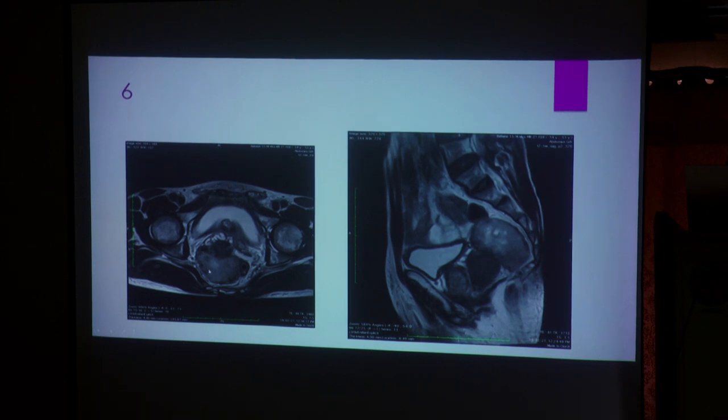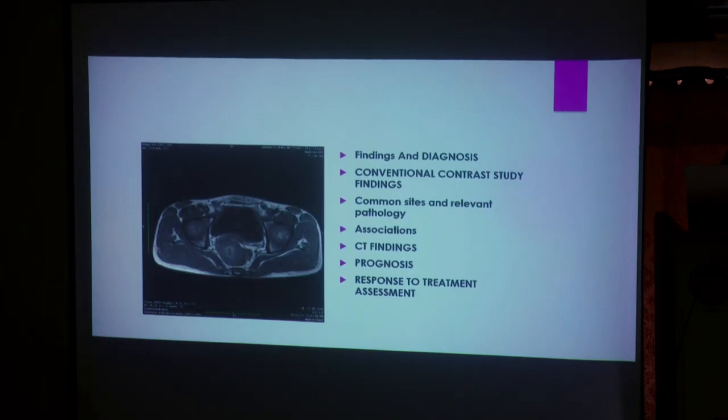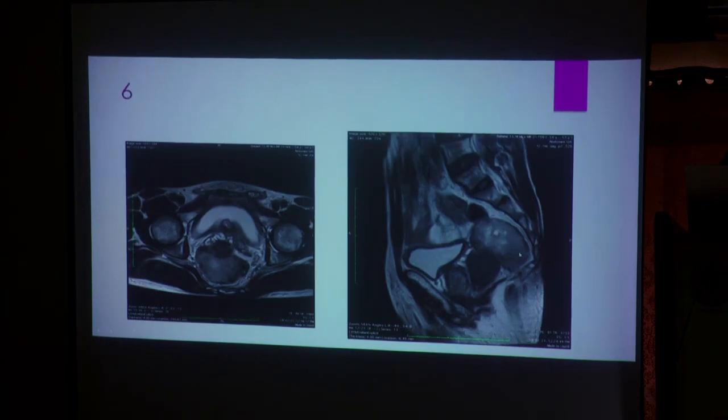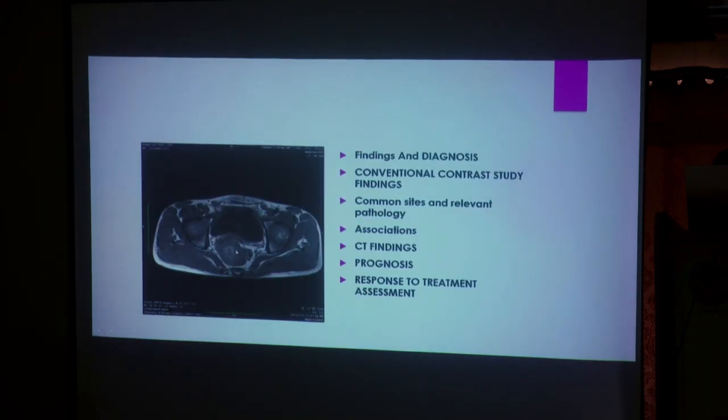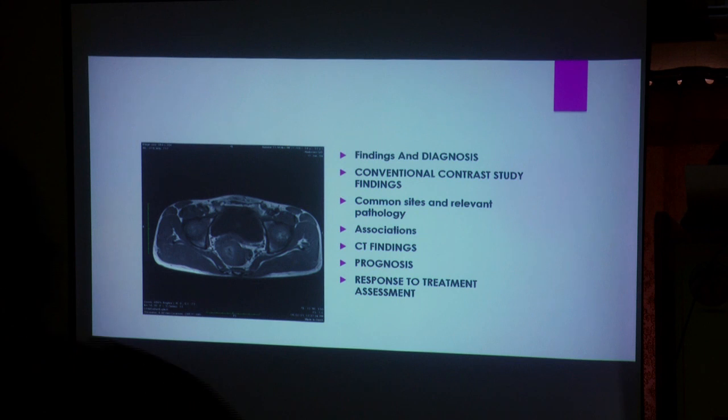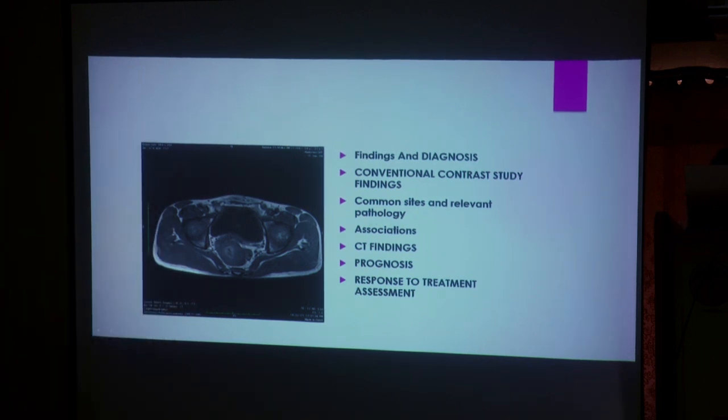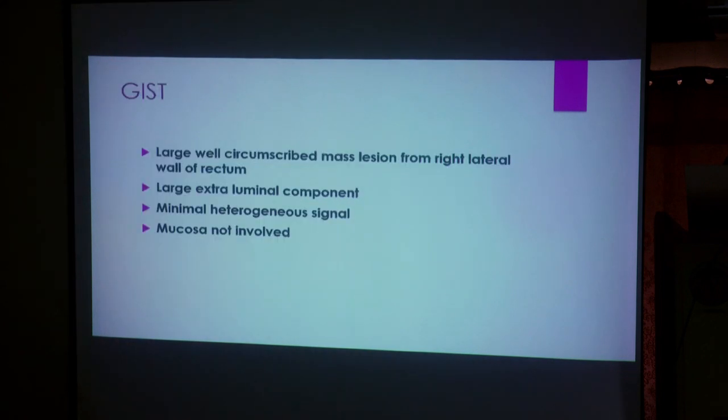So here, this is a large exophytic mass from the right lateral wall of the rectum, and the signal intensity is heterogeneous, centrally hyperintense, and in T1 also hyperintensity is there. So here are areas of hemorrhage. Common sites and relevant pathology you must know, since it's management oriented. Tyrosine kinase inhibitors are used as the drug. So next we move. So that was just okay.